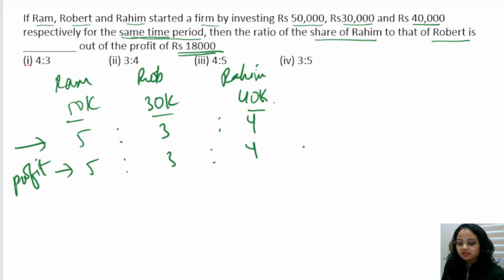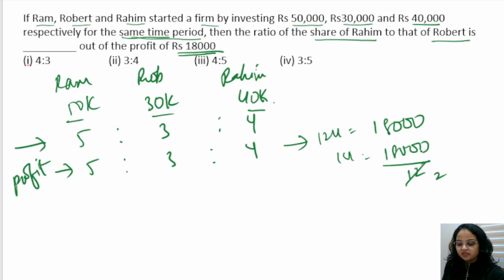The total profit is 18,000. So what is the total here? 5 plus 3, 8 plus 4, 12. So 12 units is equal to 18,000. So here 1 unit is what? 18,000 divided by 12. 6 into 2, 6 into 3, 3,000. Okay, 2 into again 1500.